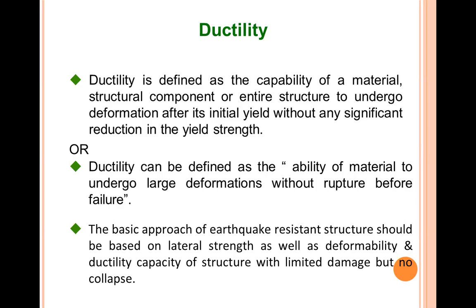So that is something we have to take care of when we are designing an earthquake resistant structure. So that's what is mentioned. It should be based on the lateral strength of the structure as well as the structure should be able to deform. That is deformability and ductility capacity of the structure with limited damage, but no collapse. So that is the objective, or that is the goal whenever we are designing an earthquake resistant structure. And IS 13920 is based on this approach. Okay, so what I'm talking about is that IS 13920 is based on this approach.